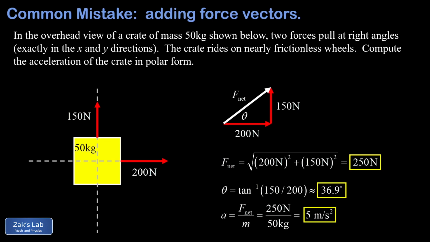Finally, the acceleration vector must point the same direction as the force vector. All we're saying there is that the object accelerates in the same direction we push it, which makes a lot of sense. So we have our final acceleration in polar form, 5 meters per second squared at an angle of 36.9 degrees with respect to the horizontal.